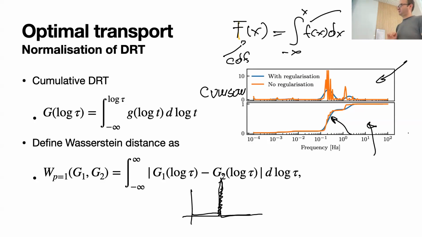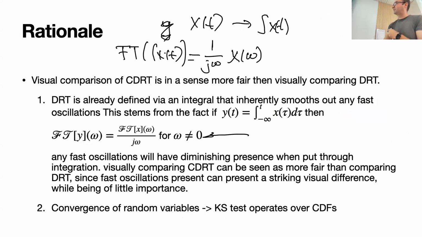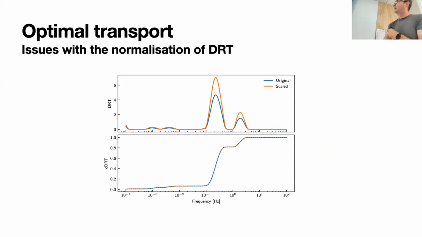So we smooth it out, but this is not the final solution. We can go even further. I will come back to this slide. So we said, does the integration solve everything? Now we smooth the DRTs. We don't need regularization. Is it done? Well, no, actually.